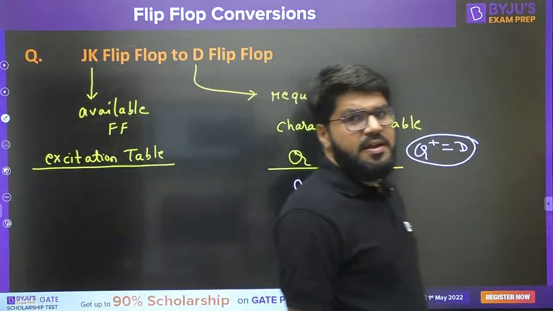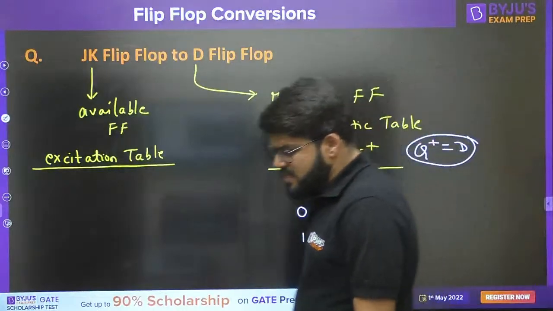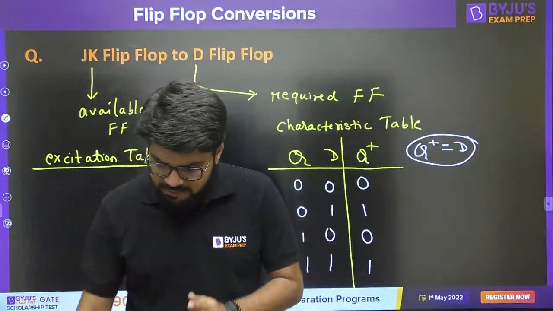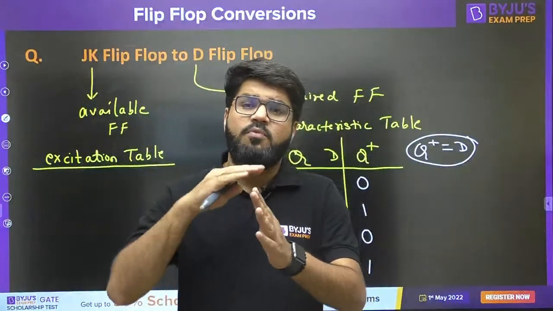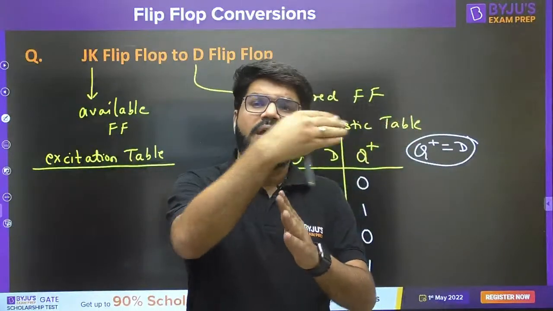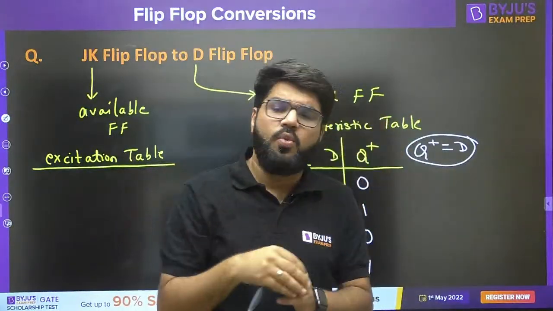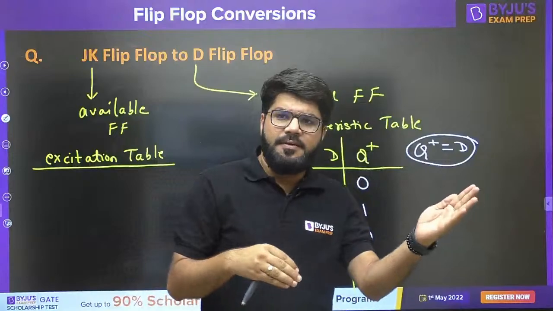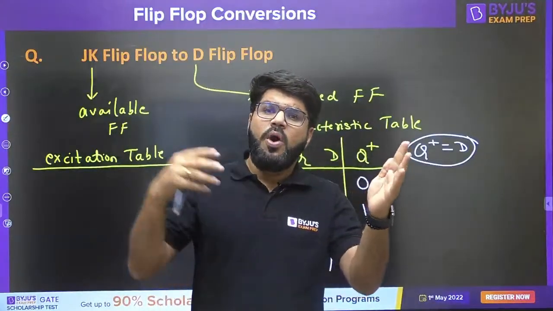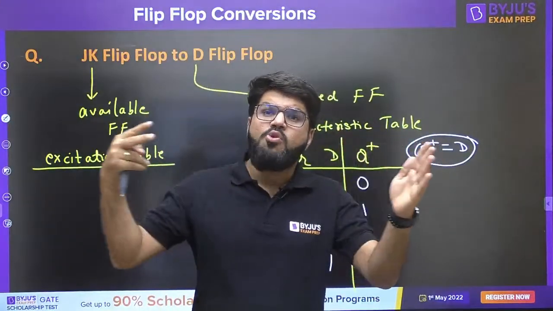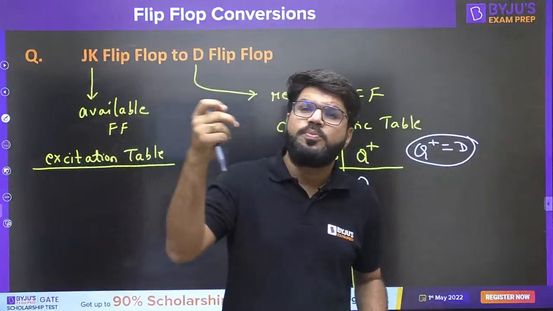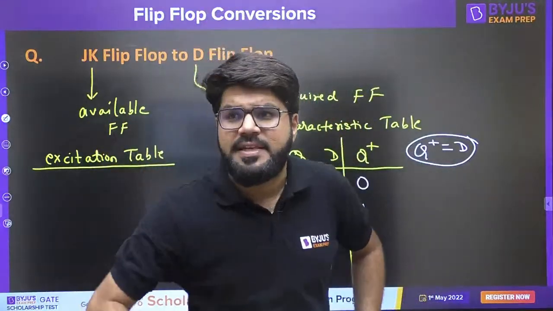Now try to understand very clearly what the excitation table is. Excitation table means, when you know the current state and the next state you want, to achieve that next state, what inputs should be applied? How to excite the flip-flop? What inputs should be applied to the flip-flop to obtain that next state?